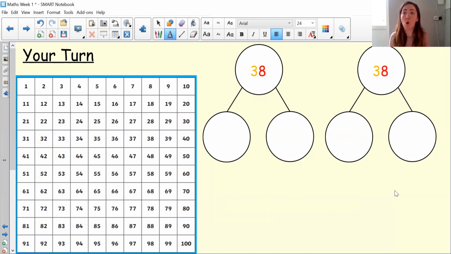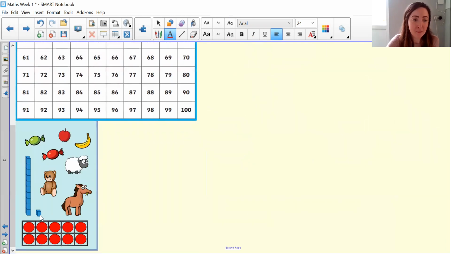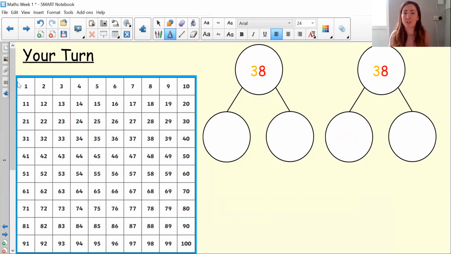So continue doing that if you like, or I've also uploaded a document into the maths folder on Teams, where you'll be able to print off some pictures of tens and ones or Deans that you can cut out and then use them to represent these numbers. So that's your other option today if you'd like to do that. I've got my tens and ones ready down here, my Deans, ready to go. But this is where you're going to pause the screen to have a go yourself at representing the number 38.